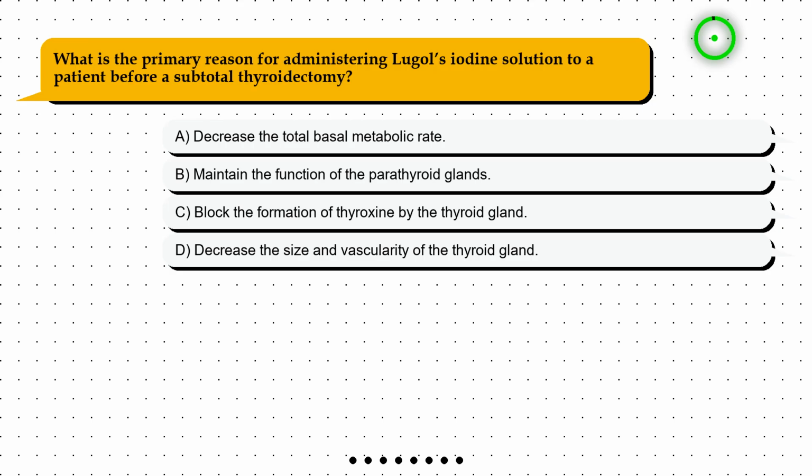Question 1. What is the primary reason for administering Lugol's iodine solution to a patient before a subtotal thyroidectomy? Option A. Decrease the total basal metabolic rate. Option B. Maintain the function of the parathyroid glands. Option C. Block the formation of thyroxine by the thyroid gland. Option D. Decrease the size and vascularity of the thyroid gland.